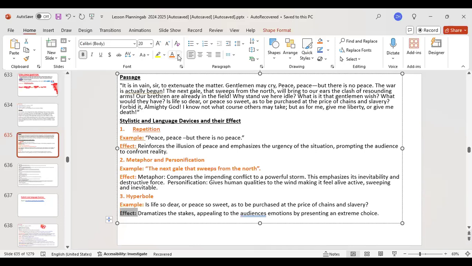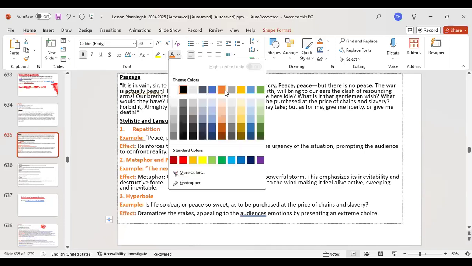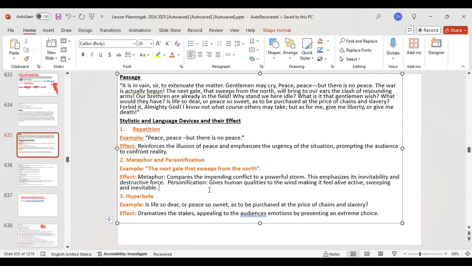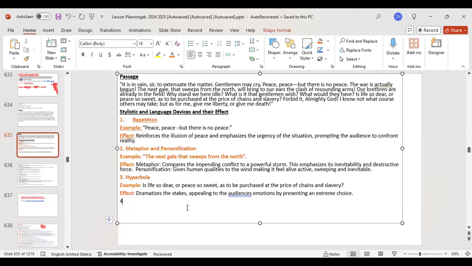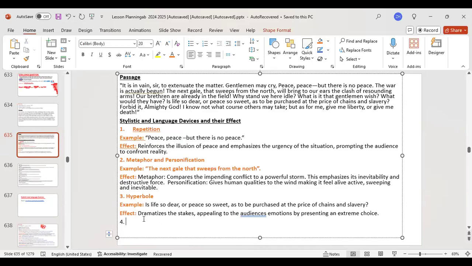All right. So far we have three: we have repetition, we have metaphor and personification, we have hyperbole. Do y'all see any other devices that we could talk about? Number 4. Any other devices? Simile. Simile? Where's the simile?